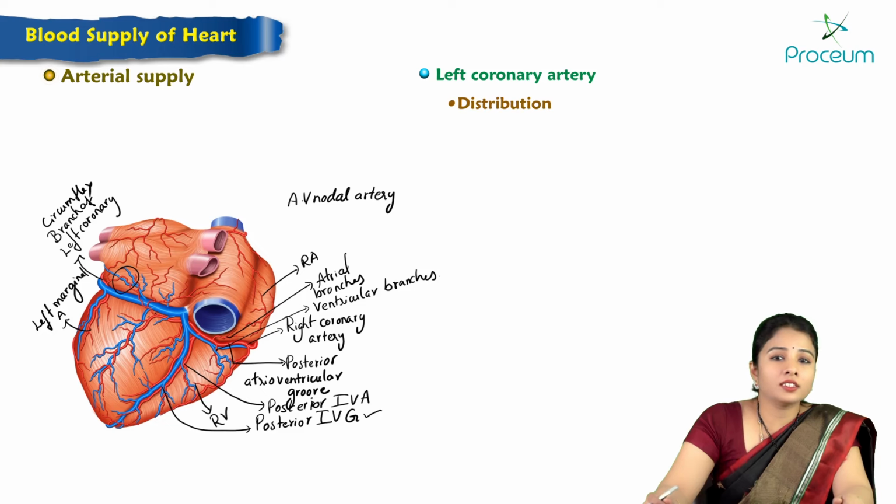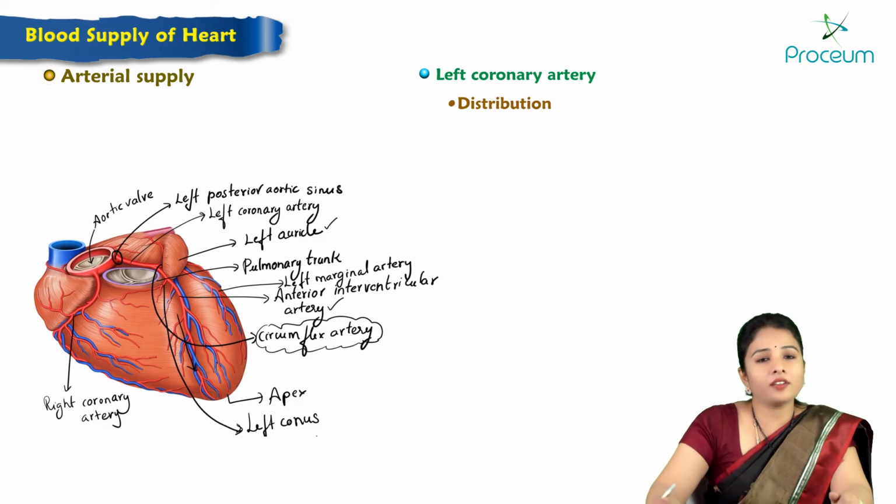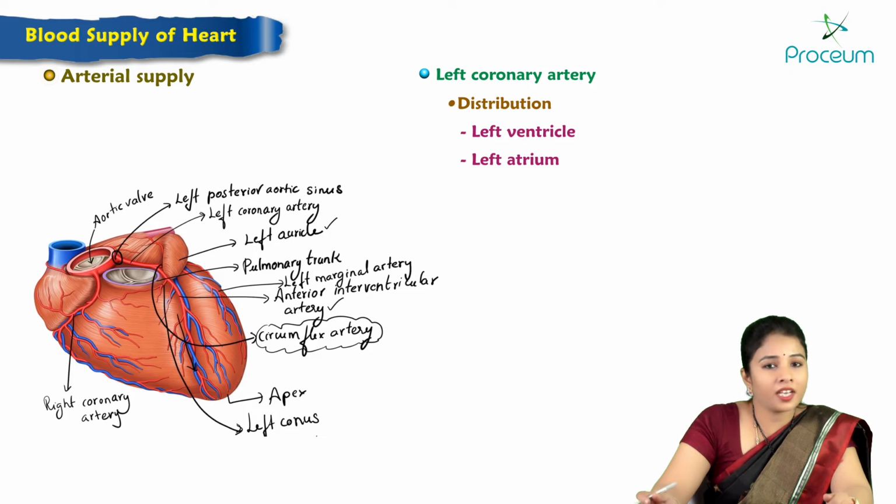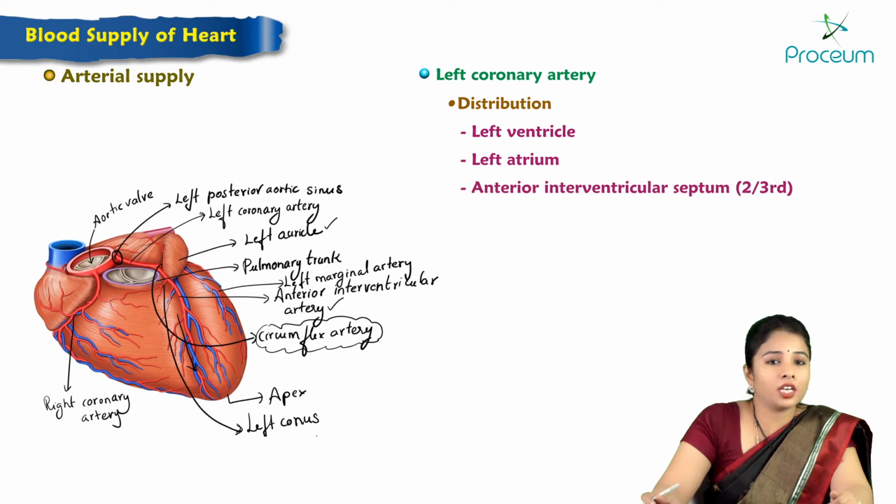So let's see the distribution of the left coronary artery. So the left coronary artery, we can see here in this image, it supplies mainly the left ventricle, left atrium via its atrial branches, and anterior interventricular septum. 2/3 of the anterior interventricular septum is supplied by the anterior descending artery, which is a branch of left coronary artery, and it also supplies partly the right ventricle.